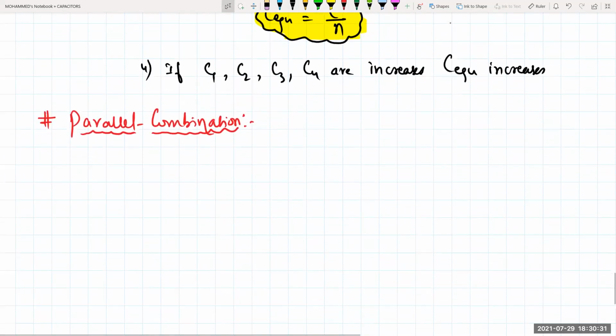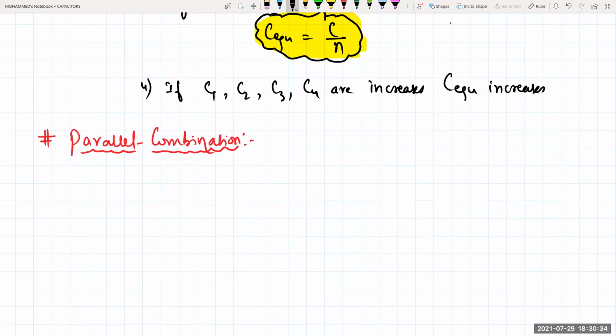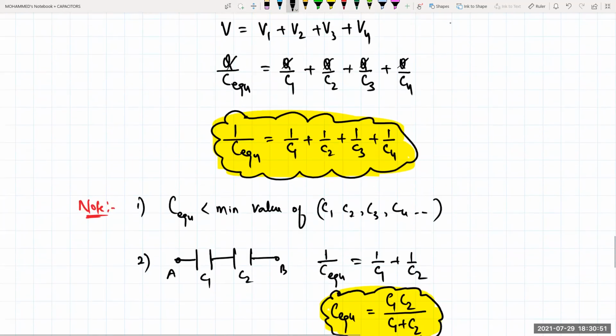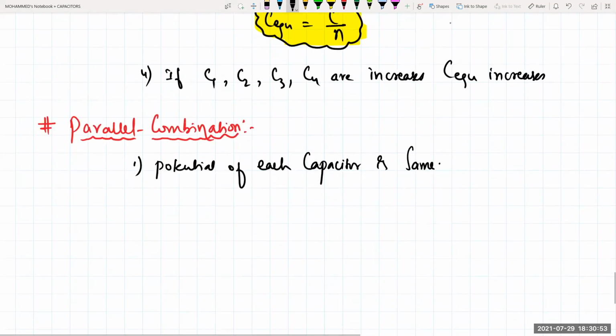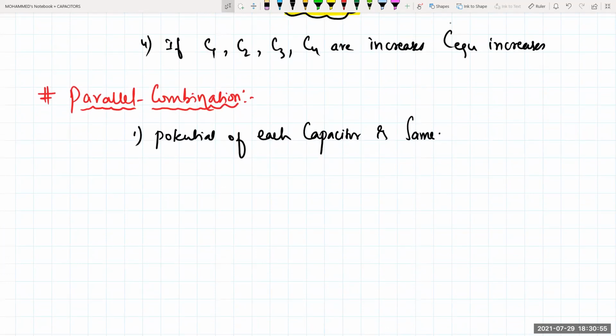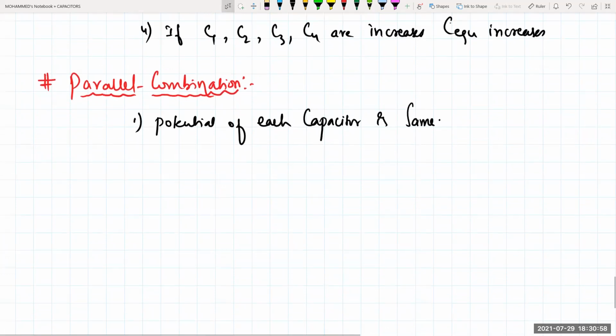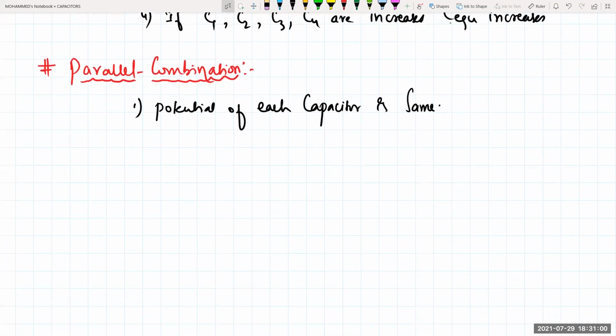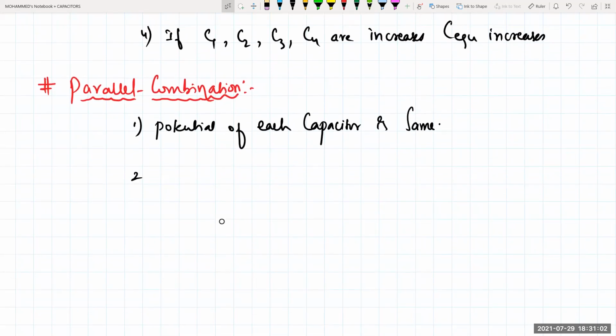In the parallel combination, I can write one point. Is the potential of each capacitor different or same? Same. In series combination it is different, V is equal to V1 plus V2 plus V3. But in parallel combination, V1 will be equal to V2, V2 will be equal to V3, V3 will be equal to V4, go on like that.